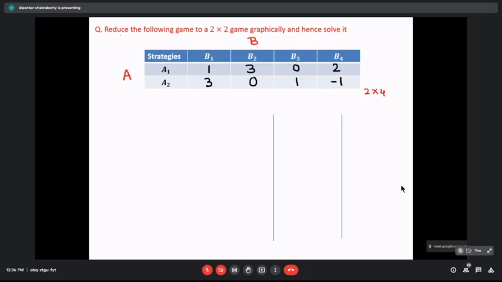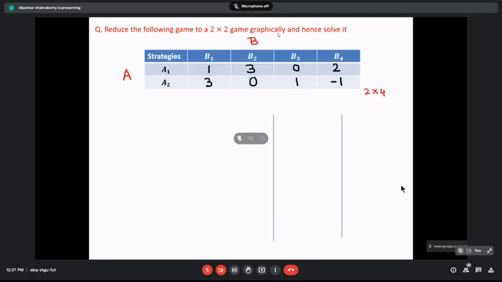And you can see that in the question it is given, reduce the following game to a 2x2 game graphically. That means the question is asking to reduce that game from 2x4 into a 2x2 game by using the graphical method. Clear? And even if it is not given to you to reduce, you have to reduce, because the graphical method does not give you the solution. The graphical method can only reduce the payoff matrix into a 2x2 matrix. Okay to all of you?